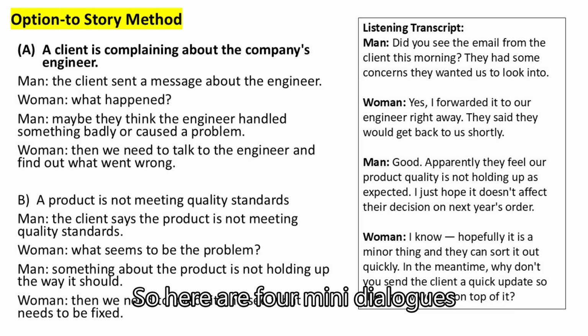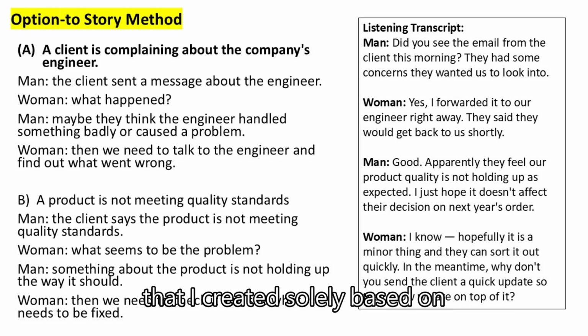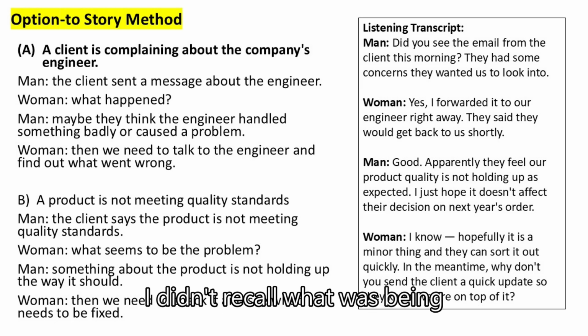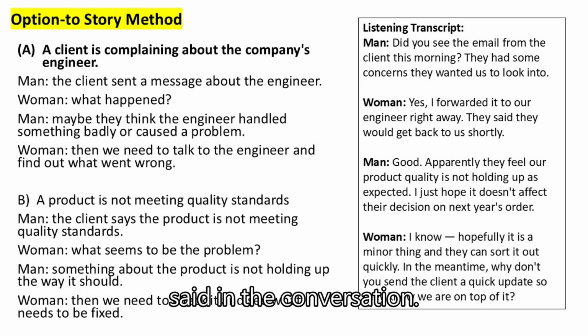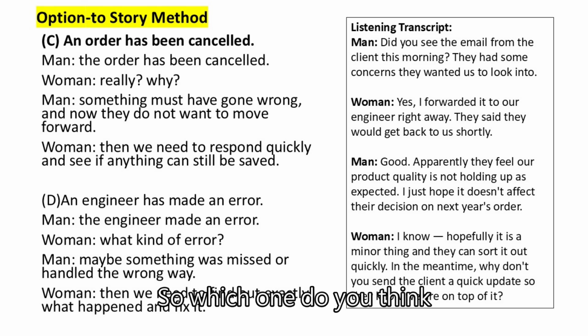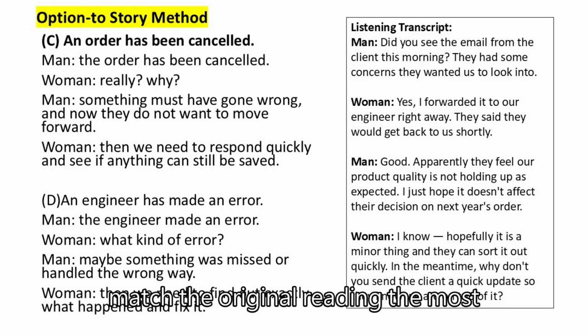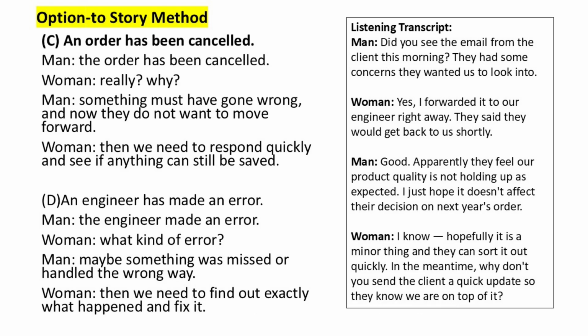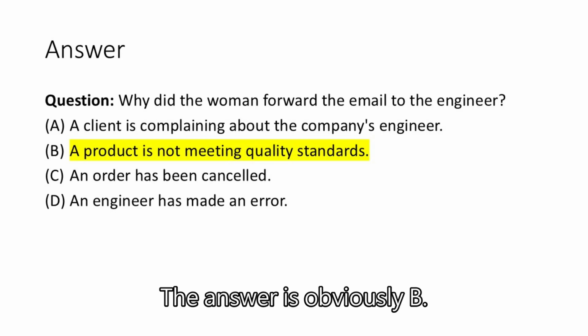So here are 4 mini dialogues that I created solely based on reading the answer options. I didn't recall what was being said in the conversation. So which one do you think matches the original conversation the most in terms of structure and logic? The answer is obviously B. So if you're someone who almost always understands a reading passage or a talk in listening, but you still choose the wrong answer quite often, please do practice option to story a lot.